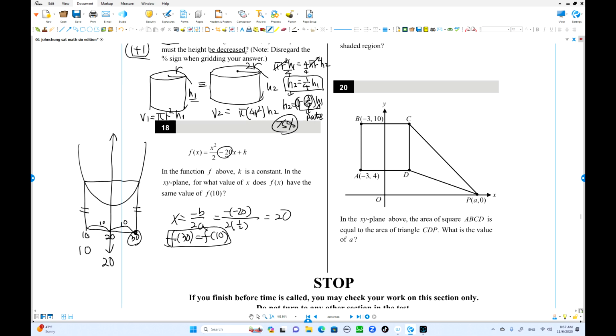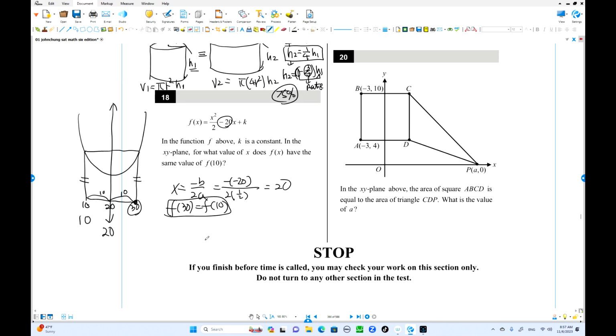It's okay? Or you can solve this way too. You're going to find the value of f of 10. Put 10 in there. f of 10 equals what? 10 squared is 100, over 2 is 50, minus 200, and plus k. That is the value of what?